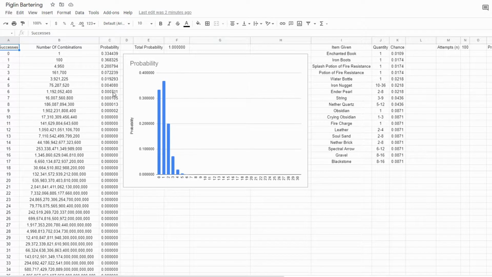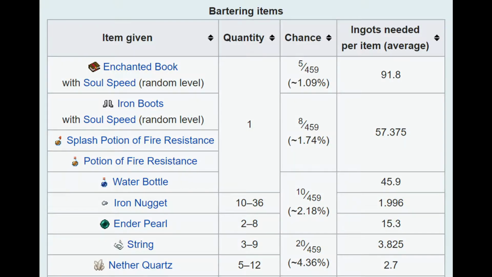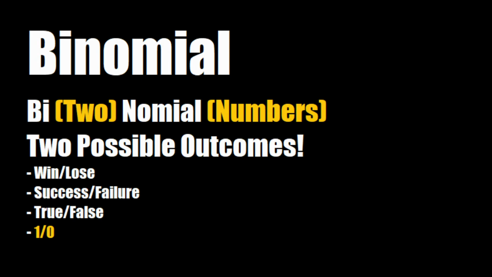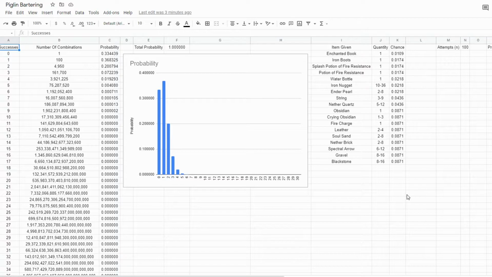I went to a website where I could get some probabilities. Enchanted book 0.0109, 5 divided by 459, 8 divided by 459, and so on. Over here, this is a binomial calculation. So imagine you did 100 attempts and the probability of success is 0.0109, this number.